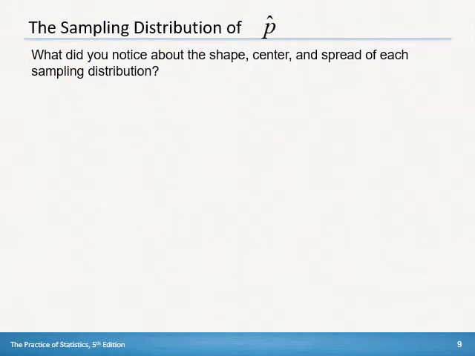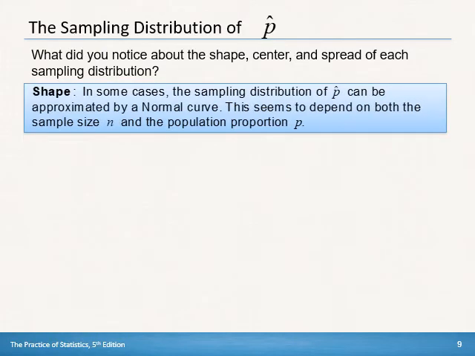Okay, so what did all that show us about the shape, the center, and the spread? So in some cases, we found that the sampling distribution of p hat was normal. It seems to be dependent on both our n and our p values, the sample size and the population proportion.